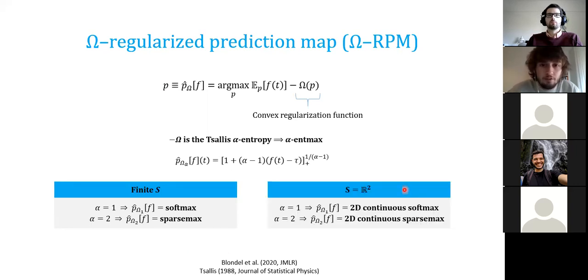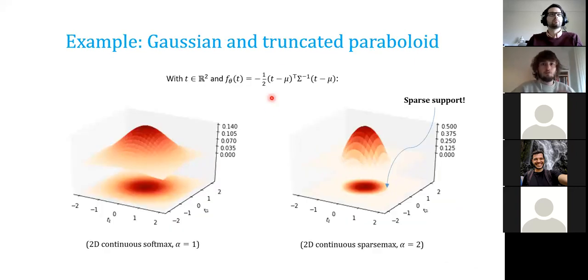If S is continuous, and specifically if S is the R2 plane, we obtain what we call 2D continuous softmax when alpha is equal to 1, and when alpha is equal to 2, we obtain 2D continuous sparsemax. So for this quadratic score function that we've seen before, when alpha is equal to 1, the attention density is a Gaussian, and when alpha is equal to 2, the attention density becomes a truncated paraboloid with sparse support. So this ellipse here is the support of the distribution, and we only have zeros outside of the support.